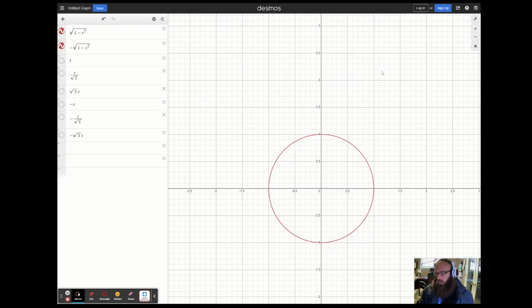Guys, I just wanted to do a quick and dirty trig video here. So let's start things off with a unit circle. As much as things are strange, the unit circle is a brilliant, brilliant tool, and it's weird.